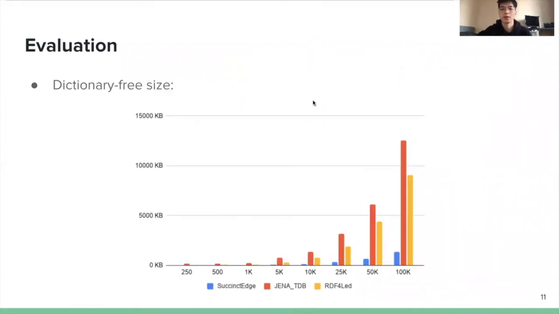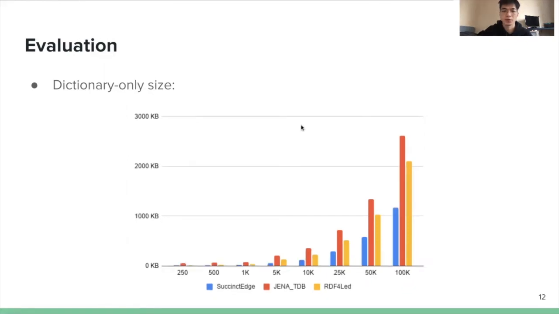If we compare the memory footprint without dictionary of these systems, we can see that Succinct Edge takes much smaller memory space than Jena TDB and RDF4Led. As for dictionary size, Succinct Edge also shows its advantage compared with Jena TDB and RDF4Led.